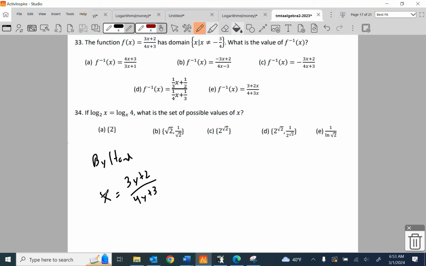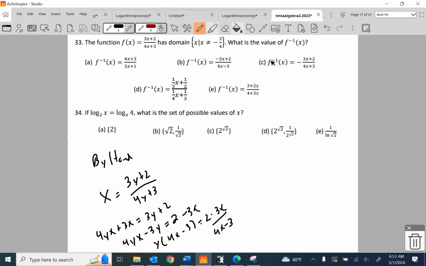We cross multiply. 4yx plus 3x equals 3y plus 2. We're resolving for y, so all y's on one side, everything else on the other. We factor because we can factor. And we divide out that 4x minus 3. And it's this one.